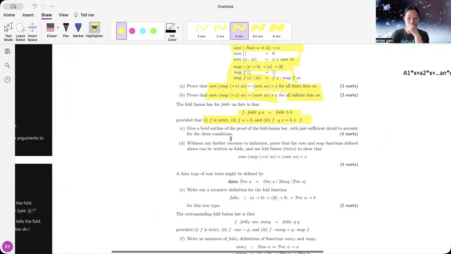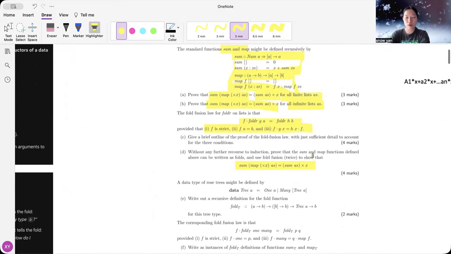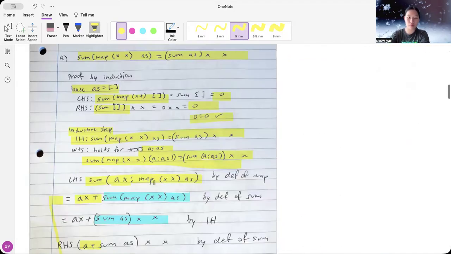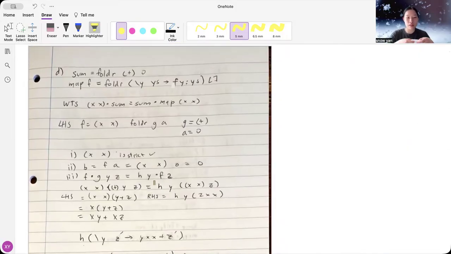In part D, we're asked, without any further recourse to induction, to prove that the sum and map functions defined above can be written as folds, and use fold fusion twice to show that this property holds, right? So I think this is getting a lot neater, because before we had to spam it out with induction to show that it's true. Here we're going to use fold fusion, which is pretty neat, to show that it's actually the same by fusing both sides.